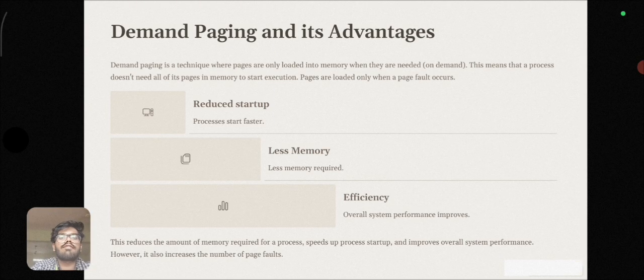Demand paging is a technique where pages are only loaded into memory when they are needed. This means that a process does not need all its pages in memory to start execution. Pages are loaded only when a page fault occurs. First, reduced startup time: processes start faster. Second, less memory required. And efficiency: overall system performance improves. This reduces the amount of memory required for a process, speeds up process startup, and improves overall system performance. However, it also increases the number of page faults.